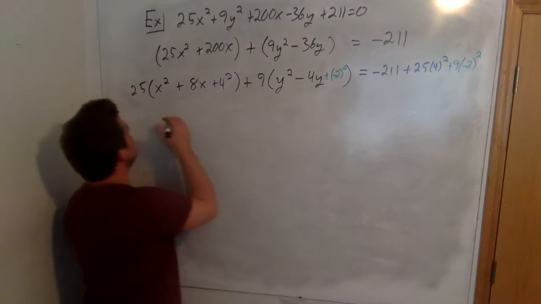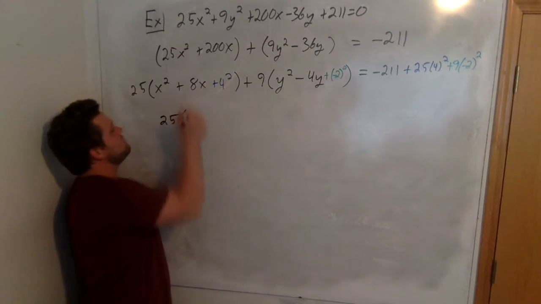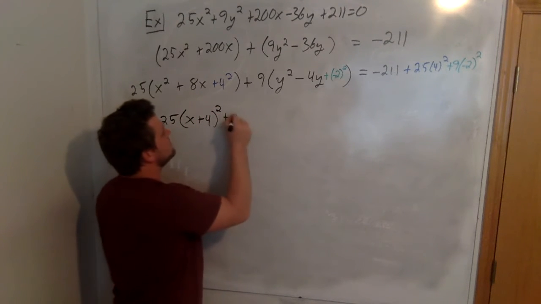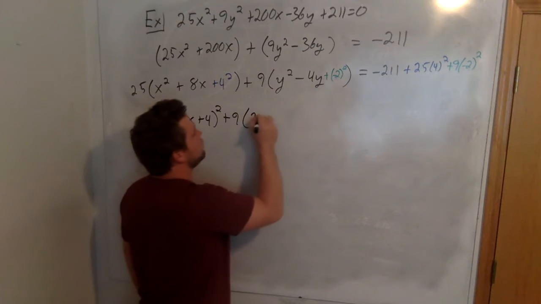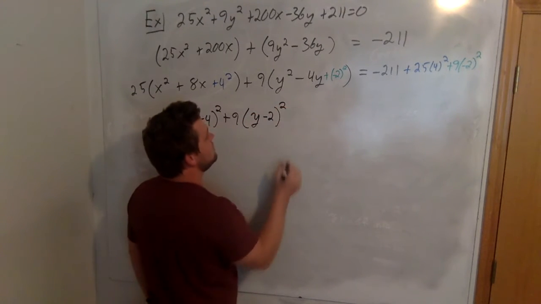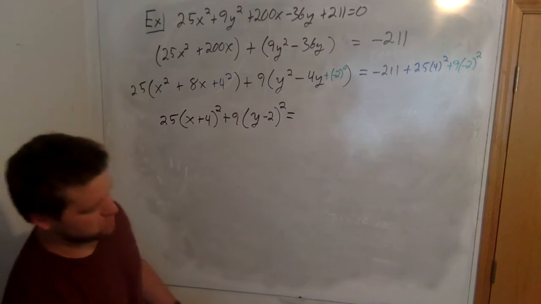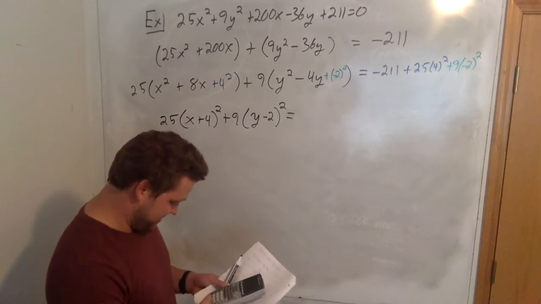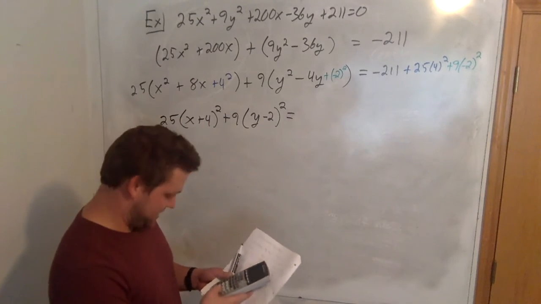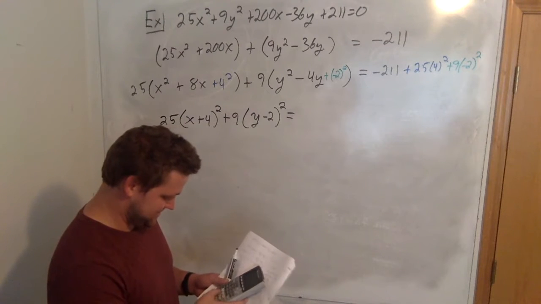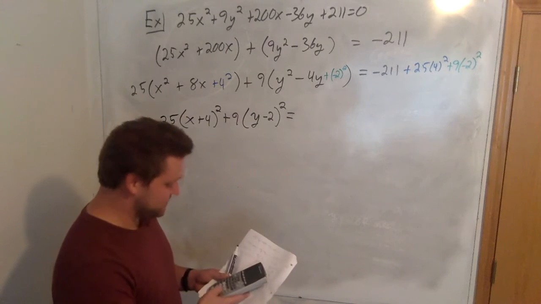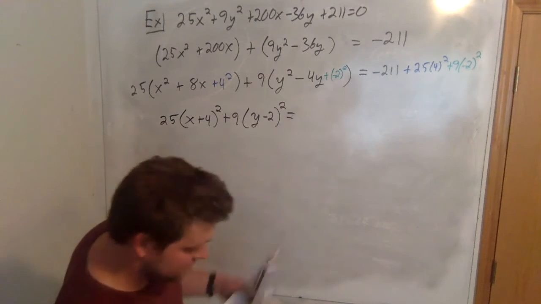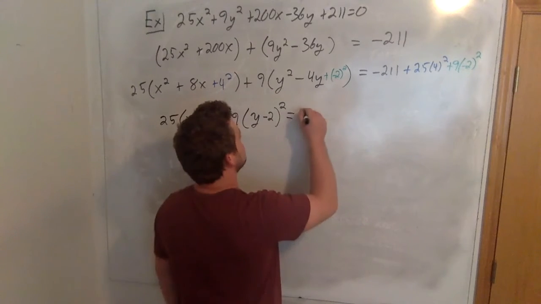All right, so we're going to get 25 times, this will factor to x plus 4 squared, plus 9 times, this will factor to y minus 2 squared, and that's going to be equal to, maybe the right-hand side is the job for a calculator. I don't want to do too much in my head and make a mistake. Adding's hard. Plus 9 times 4. Okay, so I'm getting 225.